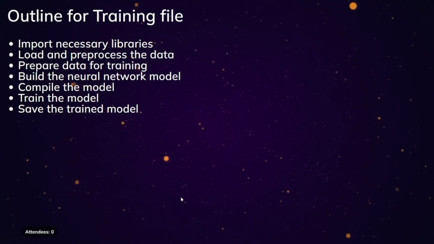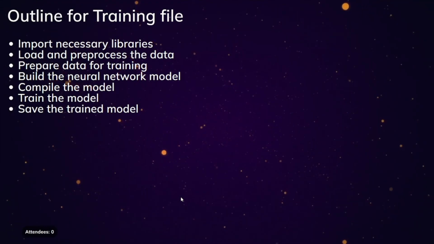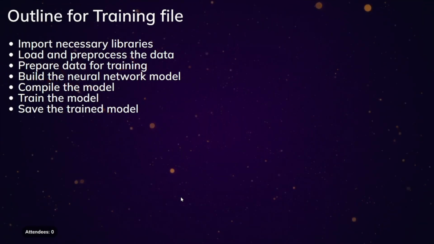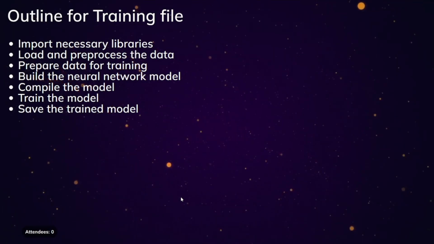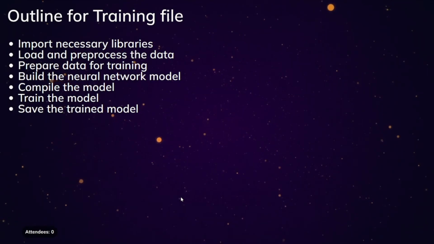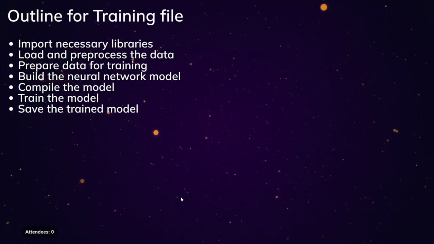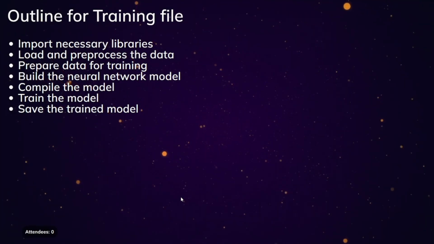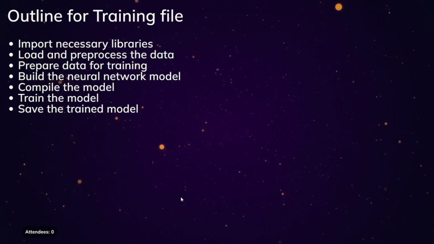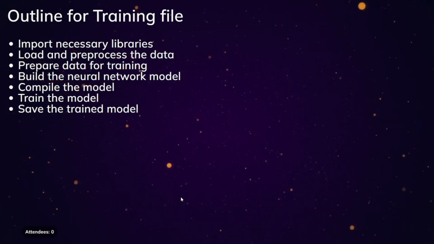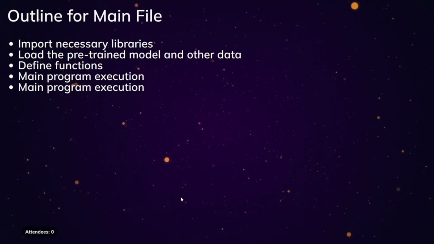I'm talking about the training file, and after that we'll be preparing the data for training, and then we'll be building our neural network, a very good neural network for very good accuracy, and then we are going to compile our model, and we are going to train our model, and then we are going to save our model in .h5 form, and then after that we'll be going to our main bot.py file, and then we'll be importing some necessary libraries too.